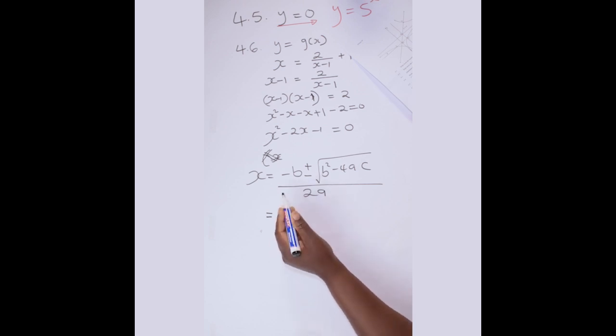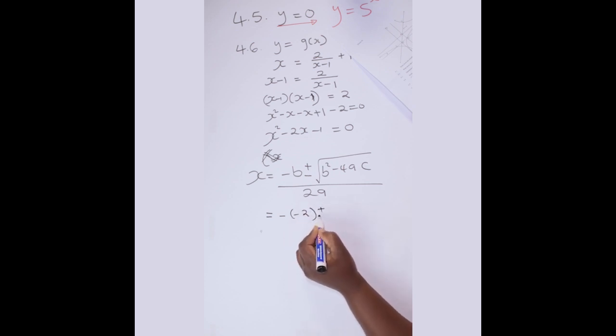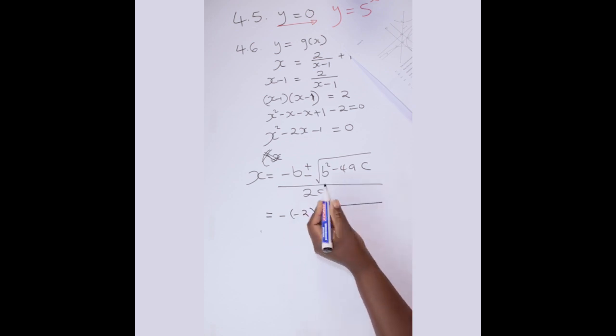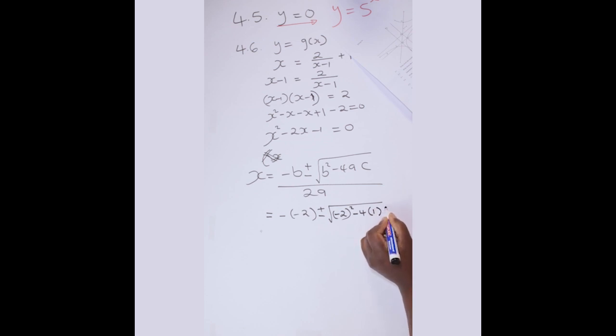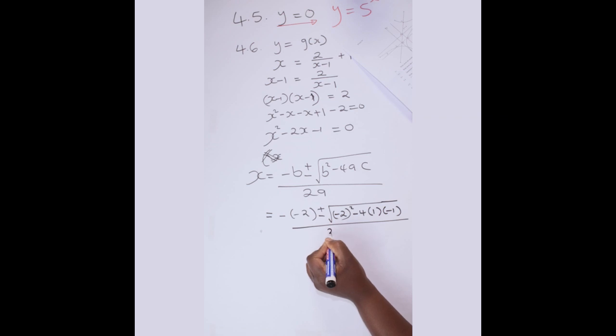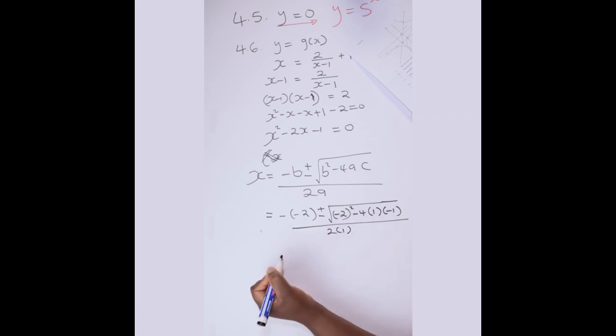So we're going to have a minus, which represents this one, minus 2 plus or minus the square root of, we said b is minus 2, so it's going to be minus 2 squared minus 4, a is 1, and then c is minus 1. Okay, then we divide it by 2 times a, which is 1.